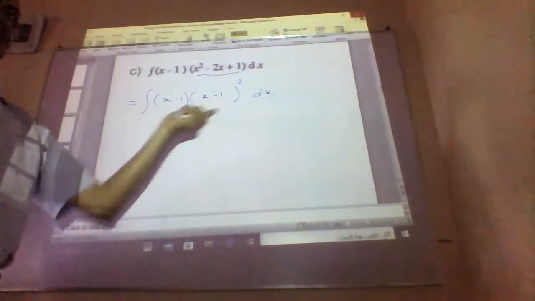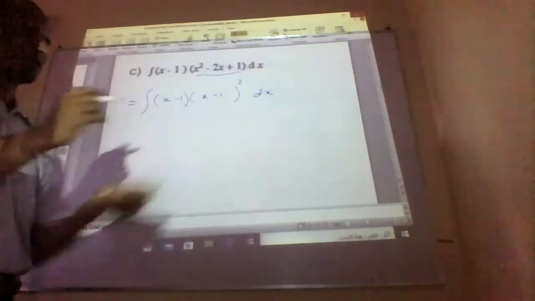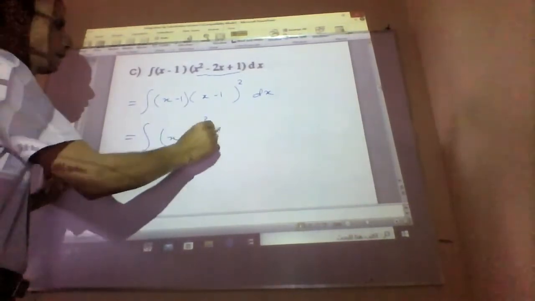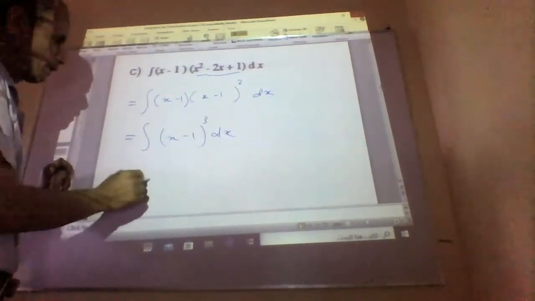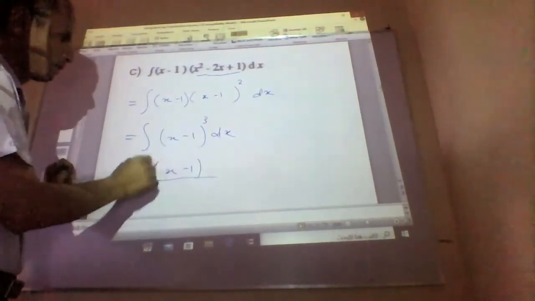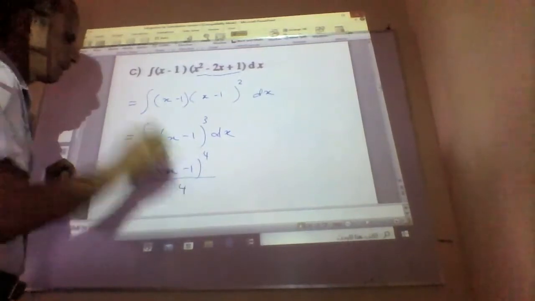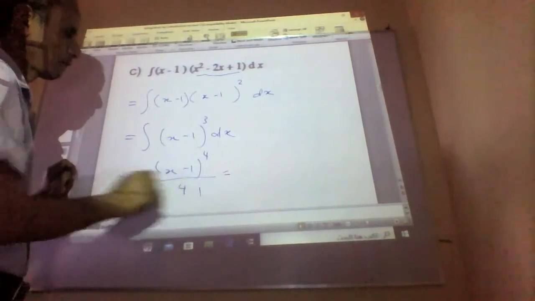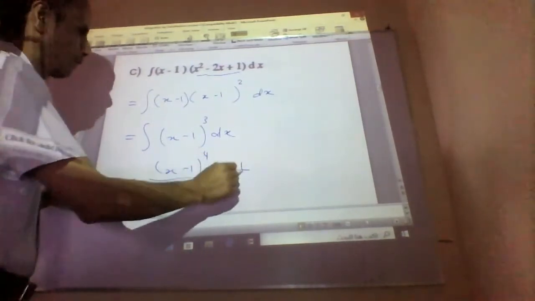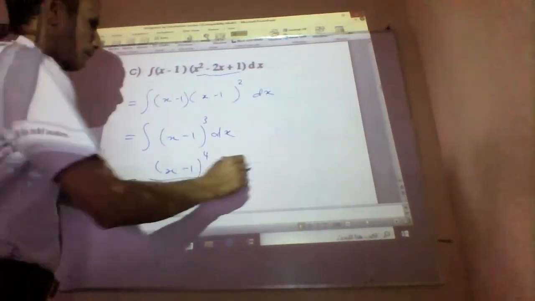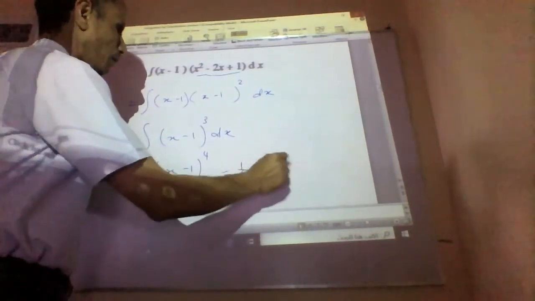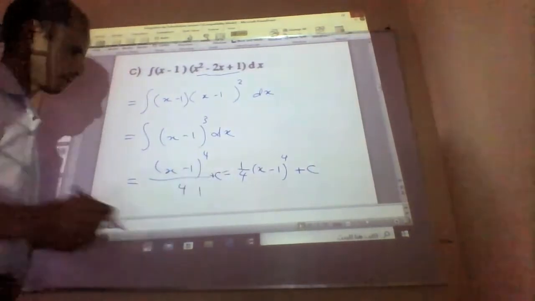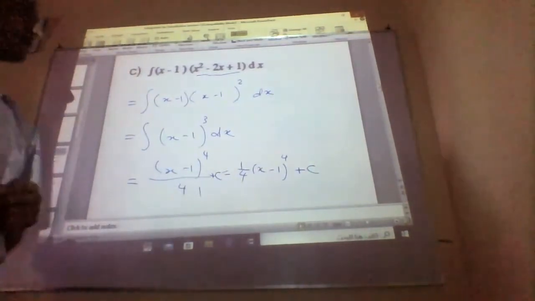Now we have the same base. Adding the powers, we get (x minus 1) power 3 dx. Its integration will be (x minus 1) power 4 over 4 multiplied by the coefficient of x, which is 1. So we can write it like that: a quarter (x minus 1) power 4 plus constant.